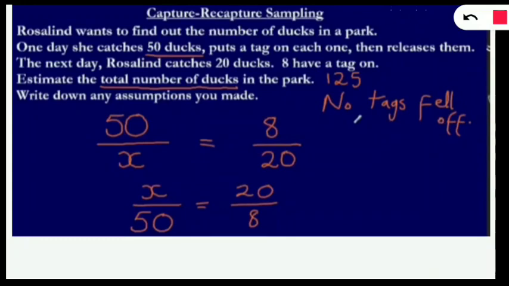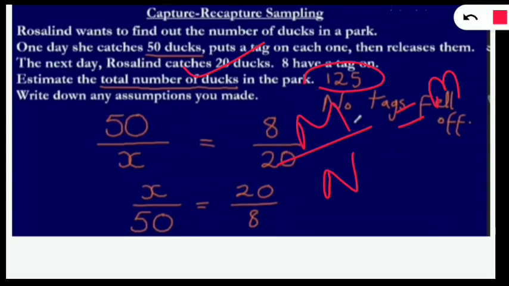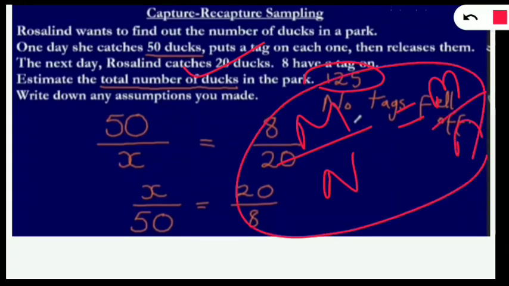So 125 will be the total number of ducks, that is the capital N, as per the formula capital M by capital N is equal to small m by small n. This is the Brahmastra formula. You should note down the concept also. It is a very easy question. Don't leave these kinds of questions.